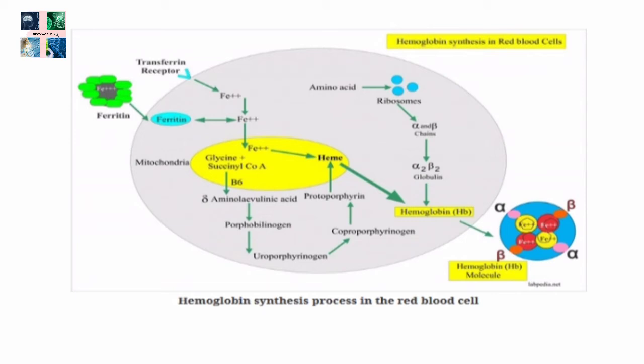The heme molecule will have protoporphyrin formed by the chemical combination of glycine and succinyl coenzyme A in the presence of vitamin B6, and form heme. The heme molecule consists of protoporphyrin 9 and iron. Protoporphyrin plus iron is equal to heme. So this is the shortcut summary of hemoglobin synthesis.